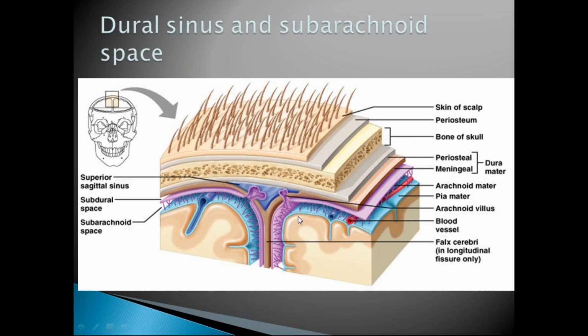And then this is the longitudinal fissure of the brain. Here we go with the superior sinus, the subdural space, and the subarachnoid space. And you see how it's got these tiny little legs. Excuse me.